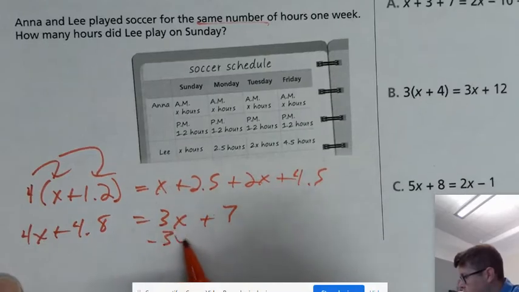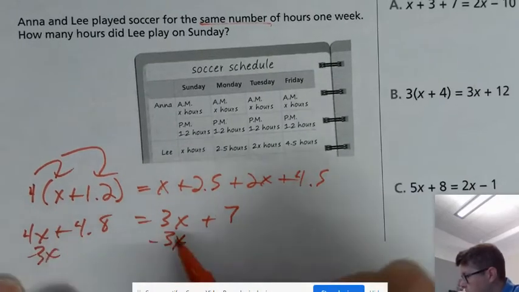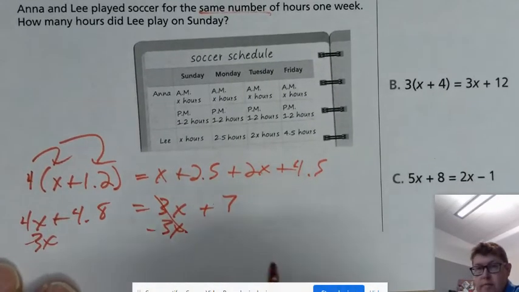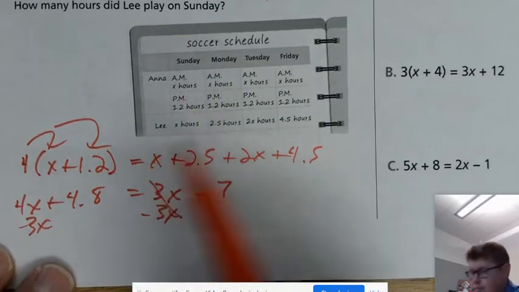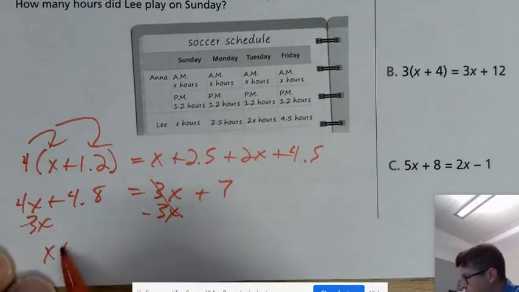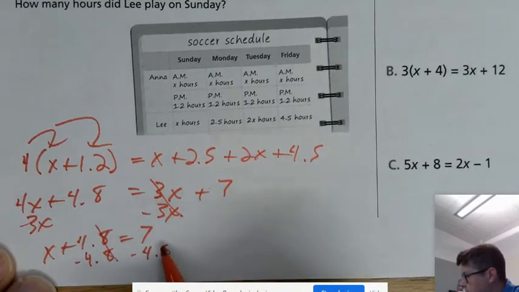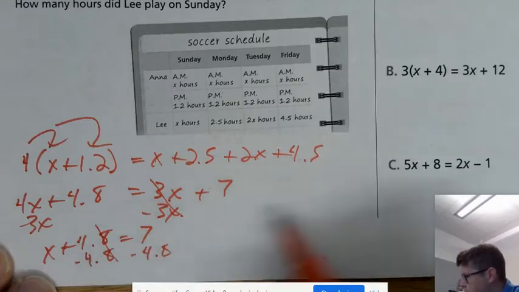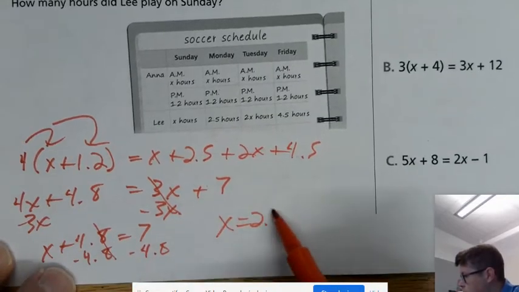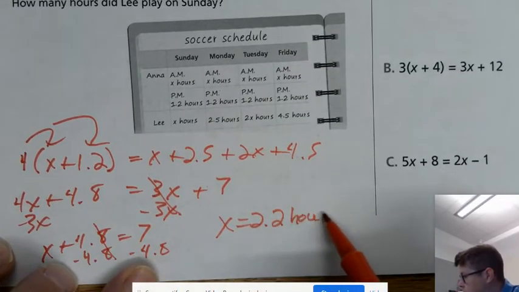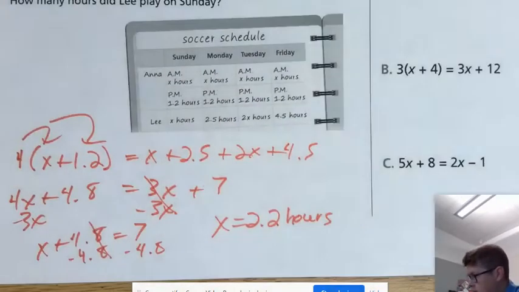So we subtract 3x here, right? We move our variable term from the right to the left. So we're at x plus 4.8 equals 7. We subtract that 4.8. That's 2.2. So x equals 2.2 hours on Sunday for Lee.